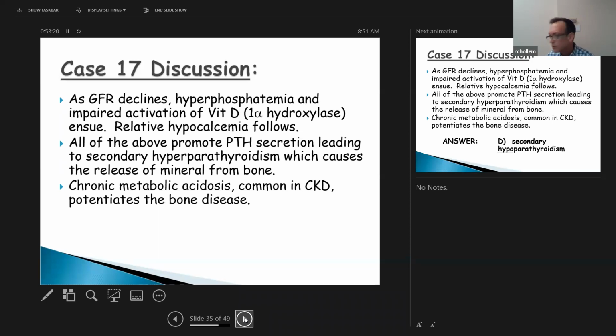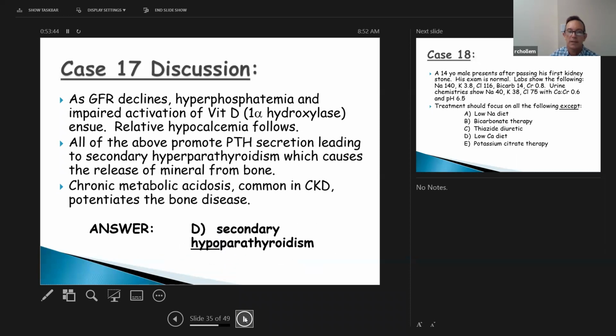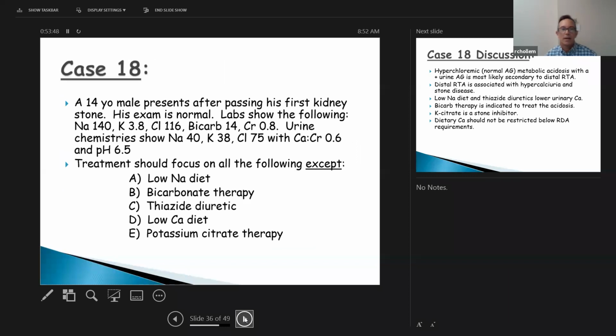The metabolic acidosis people forget about. Remember, if you have acidosis, which certainly with chronic kidney disease you can have, part of how your body adapts to that is bone buffering. So bone releases mineral to buffer the acid, and that promotes more bone disease. So in this case, it was just recognizing that it was the wrong word that they threw at you. Secondary hypoparathyroidism is wrong.